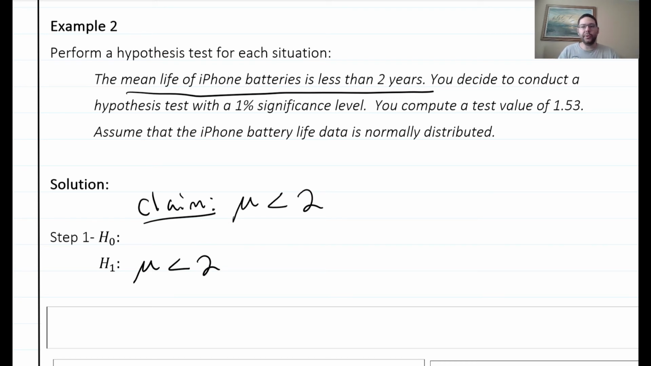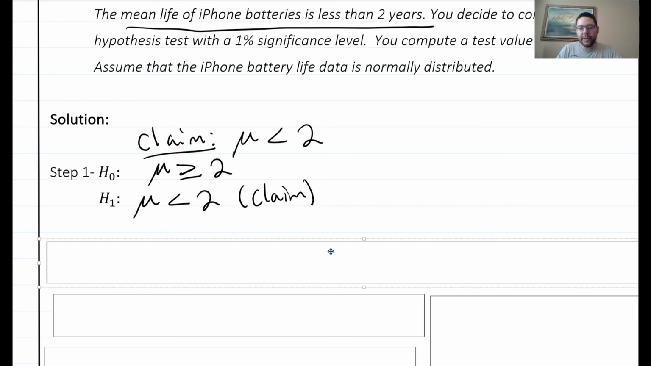Now, because we got our alternative, we do the opposite, and that will be our null. Our opposite is greater than or equal to. All right, there's our statements, and we know that the claim belongs to our H1. All right, let's move on to the next one.